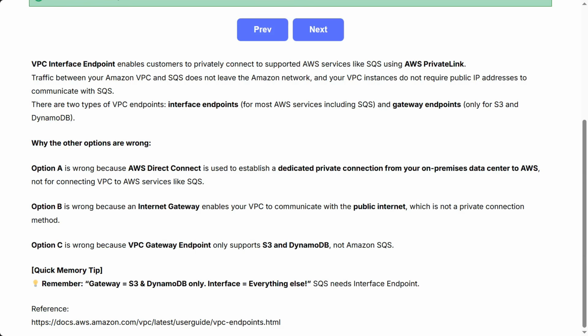Remember, gateway equals S3 and DynamoDB only. Interface equals everything else. SQS needs an interface endpoint.